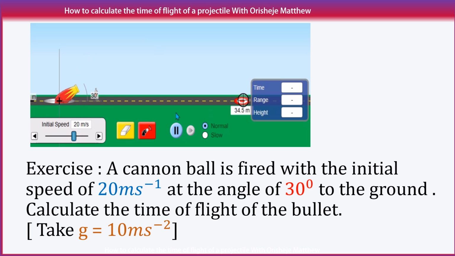We have the timer, we have the cannonball gun, and we're going to measure the initial velocity of the fired cannonball, which is 20 meters per second. Then we have the angle of projection, theta, 30 degrees. And the target is just over 34 meters away. So let's fire it and see how long it takes to fly.